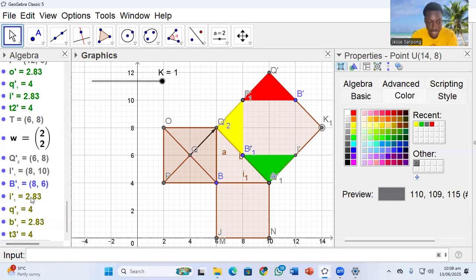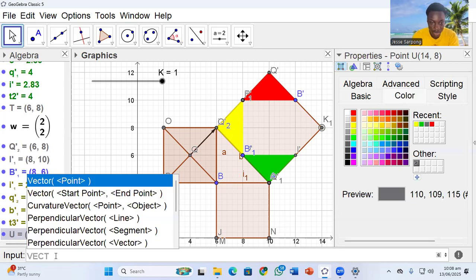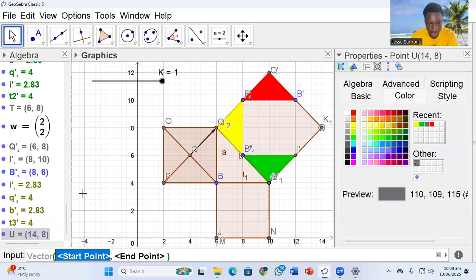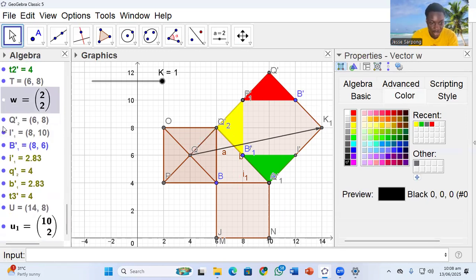There's a new point at K1. So I'm saying that new point is U now. So we do a vector starting from Q going to the new point U. You can see the vector right now. Let me deactivate the old vector there. Our new vector is U subscript 1.